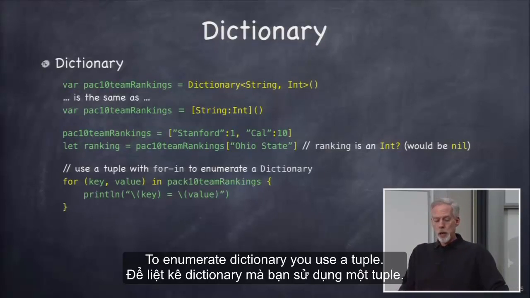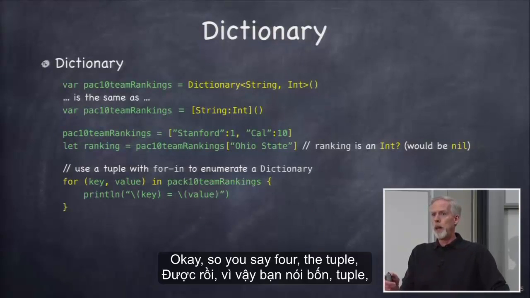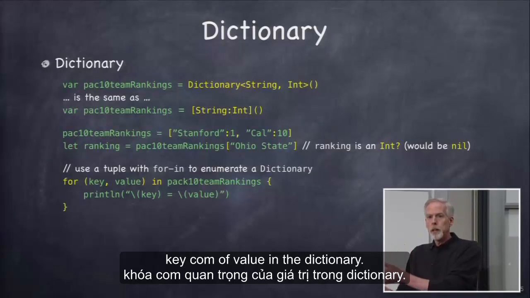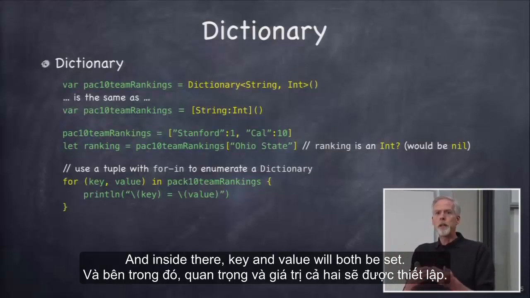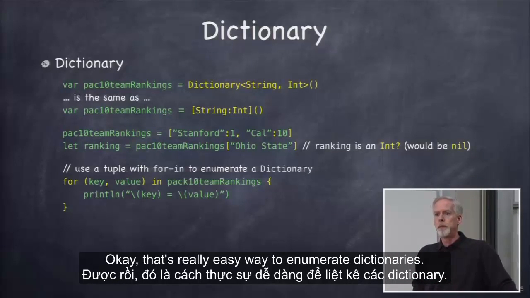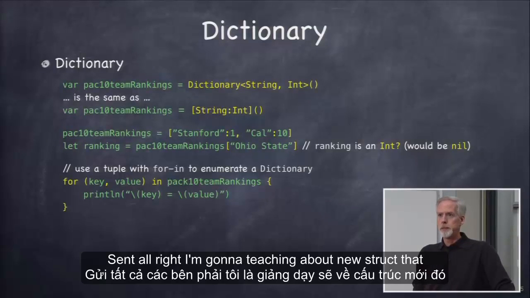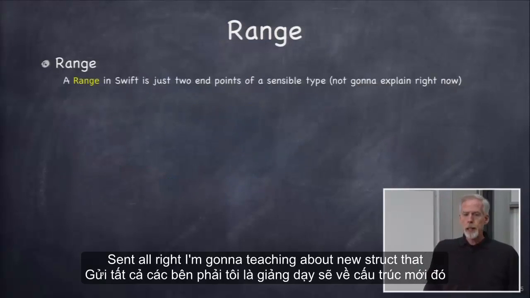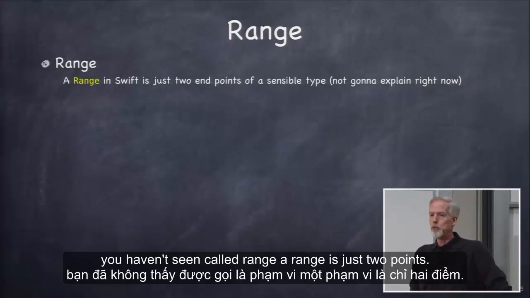To enumerate a dictionary, you use a tuple. Okay, so you say for the tuple, key comma value, in the dictionary, and then inside there, key and value will both be set. Okay, so that's a really easy way to enumerate dictionaries. Make sense? All right, I'm going to teach you about a new struct that you haven't seen called range.